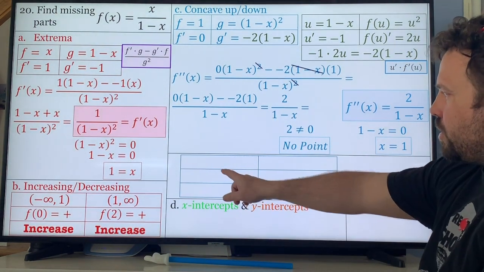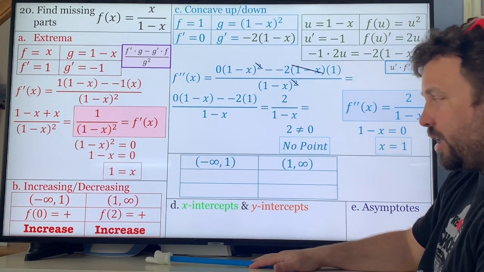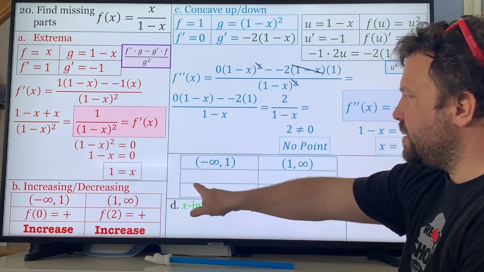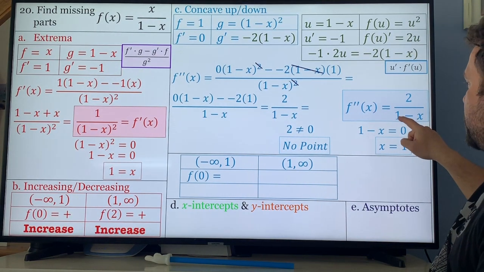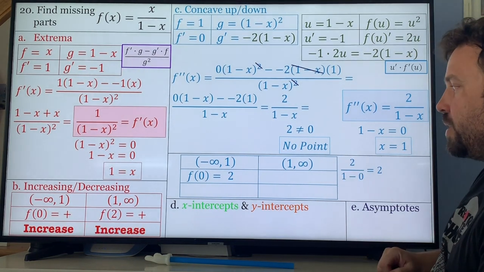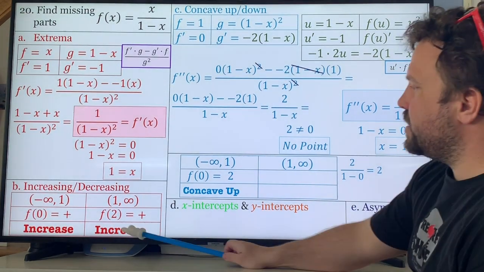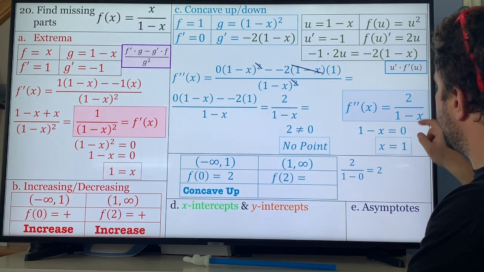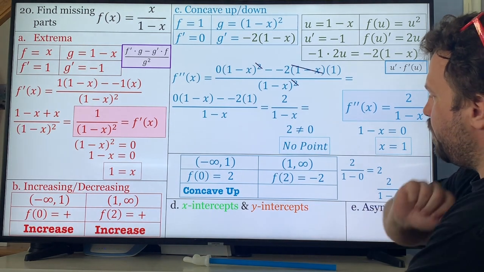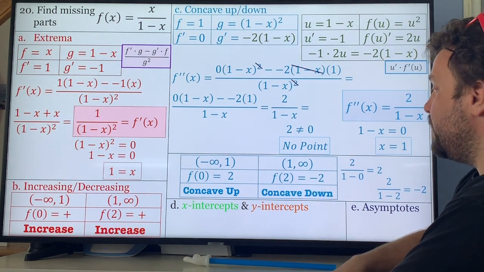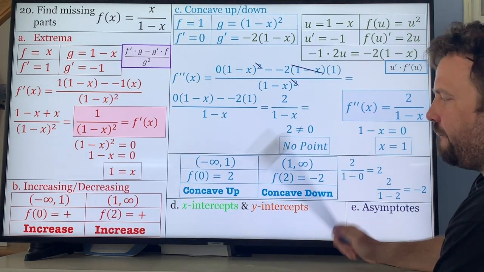So, same exact intervals. You can pick the same test numbers, f of 0. Now, when you take 0, you don't plug it into there or there, you plug it into here. So it's 2 over 1 minus 0, and that equals 2. 2 is a positive number, so that's concave up. Pick a number here. We pick 2 again. So plug 2 in here. 2 over 1 minus 2. Well, 1 minus 2 is -1. 2 divided by -1 is -2. Boom. Negative number is a negative, so it's concave down. All right, so we got increasing, decreasing, and we got the concavity.